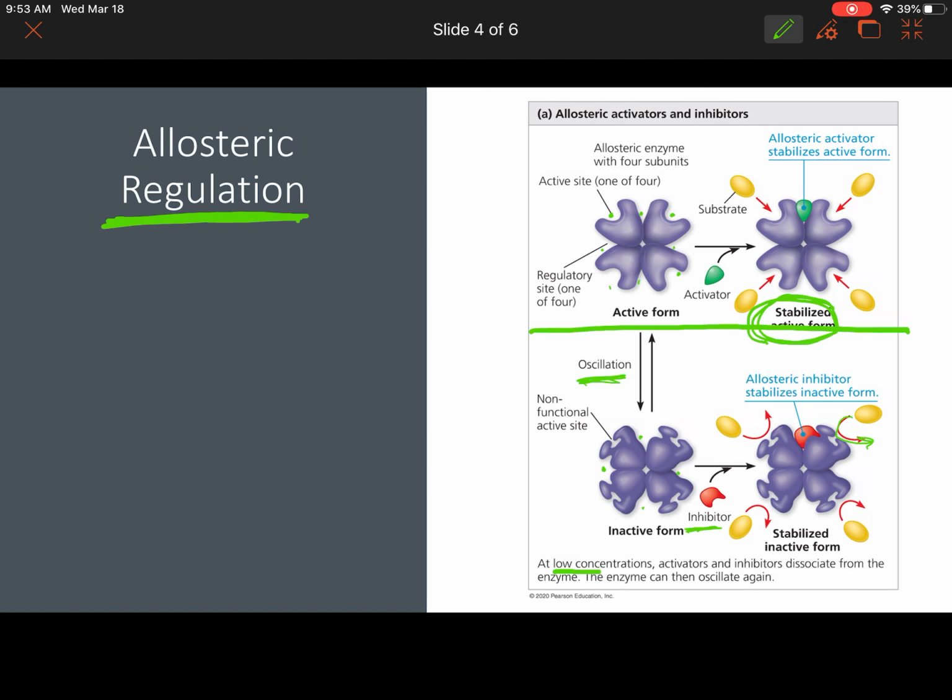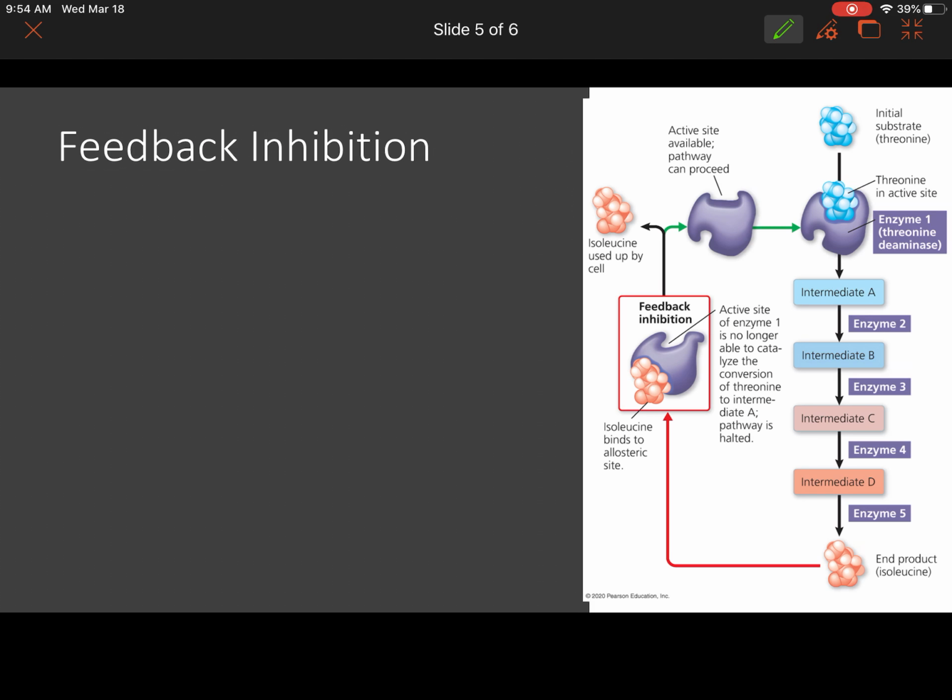Okay, and notice it says at low concentrations, activators and inhibitors dissociate from the enzyme, and then the enzyme can oscillate back and forth between active and inactive until another regulator binds to it. Okay, so again, these are not permanent on switches or off switches. It's just a way for the cell to help regulate enzyme activity in order to control metabolism.